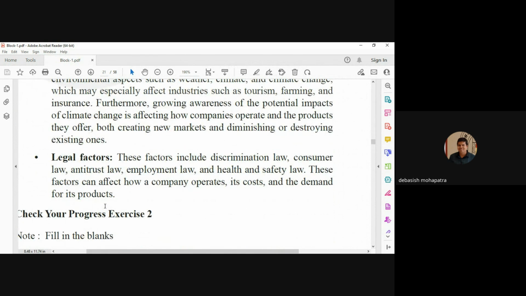Then legal factors. These factors include discrimination laws, consumer laws, antitrust laws, employment laws, and health and safety laws.